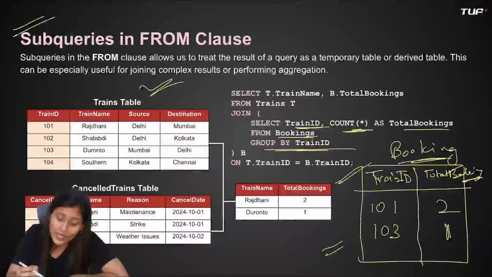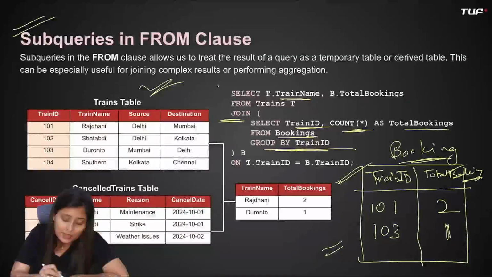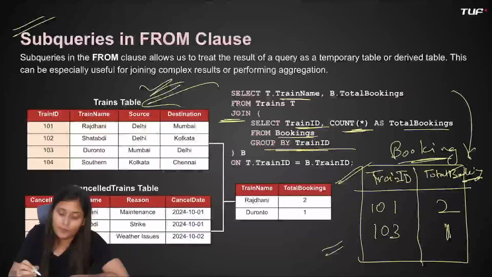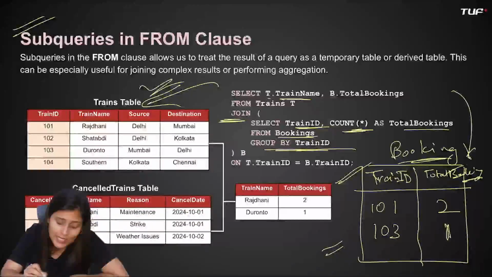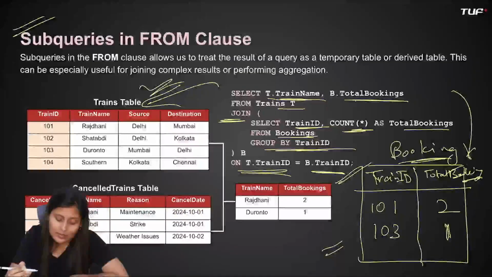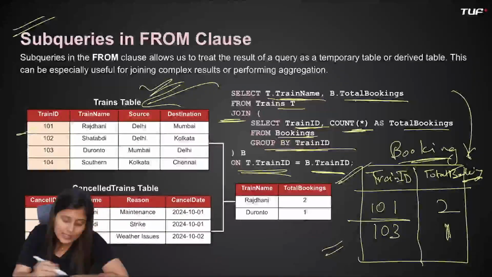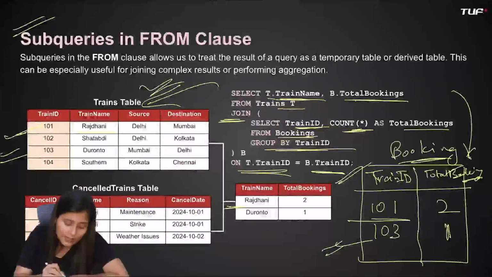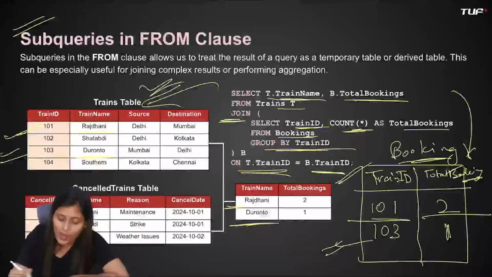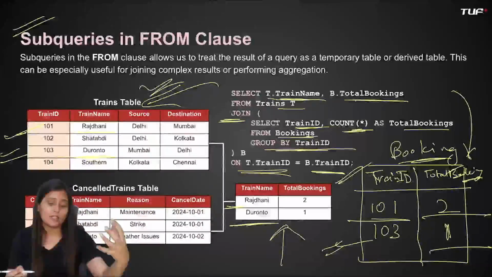Now you can apply a join operation with the trains table and this new bookings table. How can you do it? You are selecting train name and total bookings from trains on train ID matching. If train ID matches, then 101 matches, yes, and 103 matches, yes. The train name for 101 is Rajdhani, and the train name for 103 is Duranto, and total bookings count is 2 and 1. So this is the final output. That's what happens in the from clause.